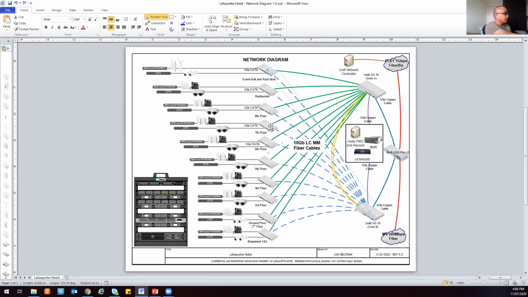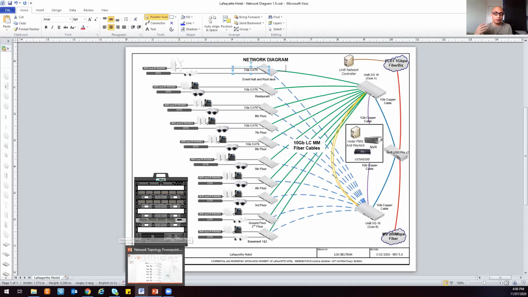And then from there, we will have 1 gigabit Cat6 connections going to our access points, CCTV cameras, IP phones, and also the computers for the admin staff. So that's the network topology, or the network diagram, for the solution.